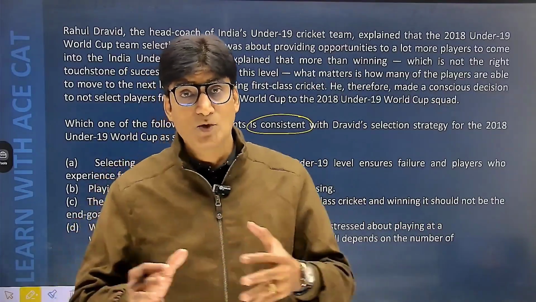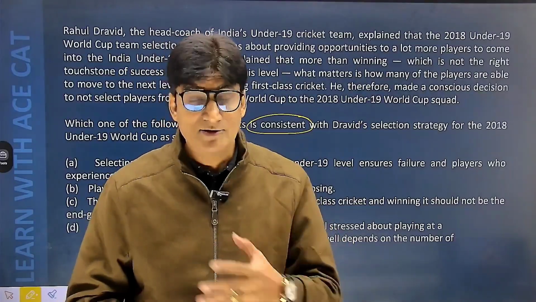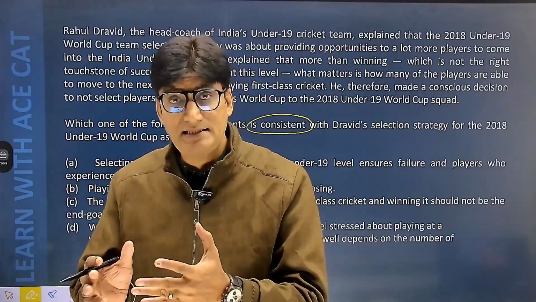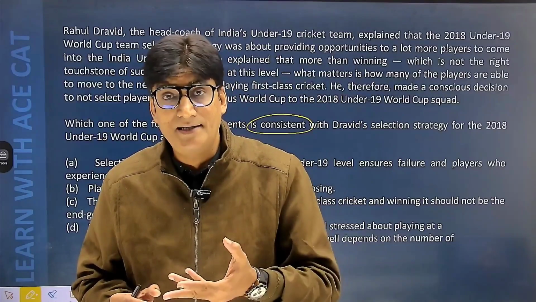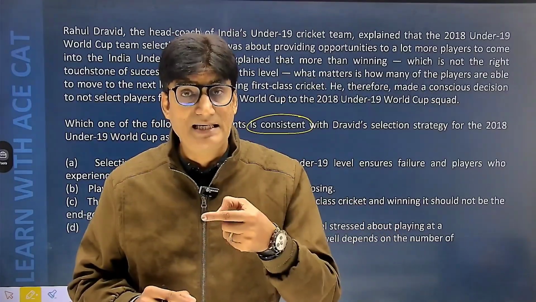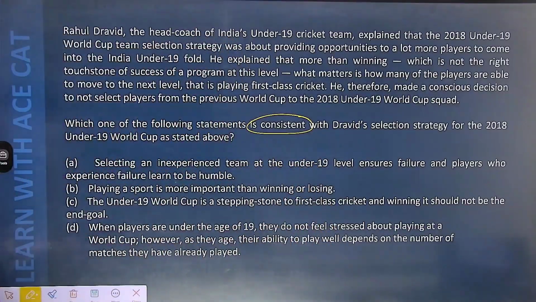Actually, Rahul Dravid is more concerned about having some good players for first-class cricket rather than just winning the Under-19 World Cup. So he wants to use the Under-19 team as a platform to judge the players, and then he can select them for first-class cricket. That is the kind of approach Rahul Dravid is keeping in mind. So now students, the moment you understand his approach, I think giving the answer will not be so tough.